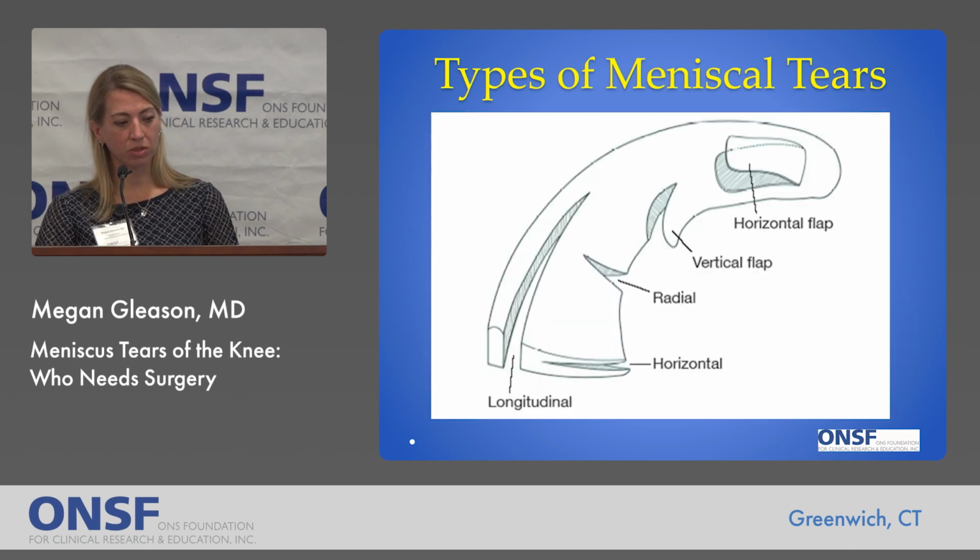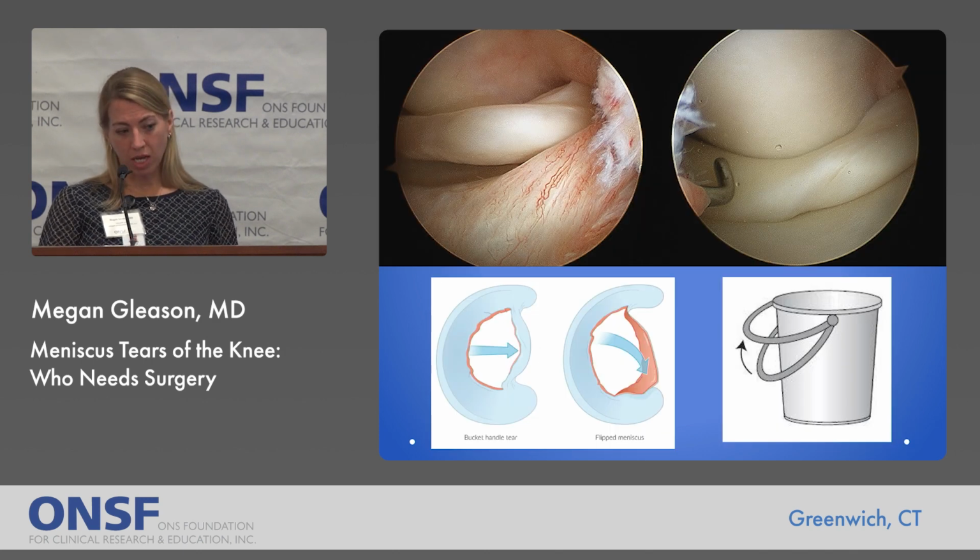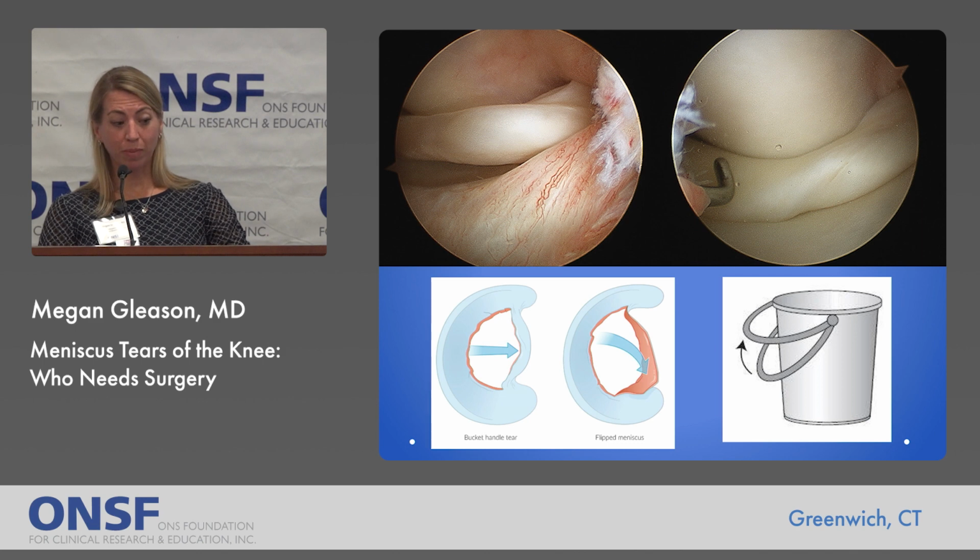So these are some examples of types of meniscal tears: radial, vertical, horizontal, all types. This is the dreaded bucket handle. It's where the meniscus tears and flips over, and this is something that can lock the knee. So if this is something you're worried about in a patient that you're treating, obviously this is something you don't want to wait very long on.